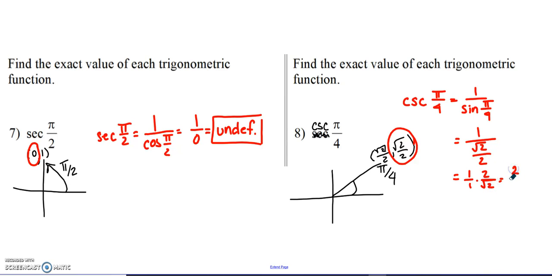So we have 2 over the square root of 2, but we know we have to rationalize that, so we take the square root of 2 and put it on the top and the bottom. So we have 2 square root of 2 over 2, which ends up just being the square root of 2.